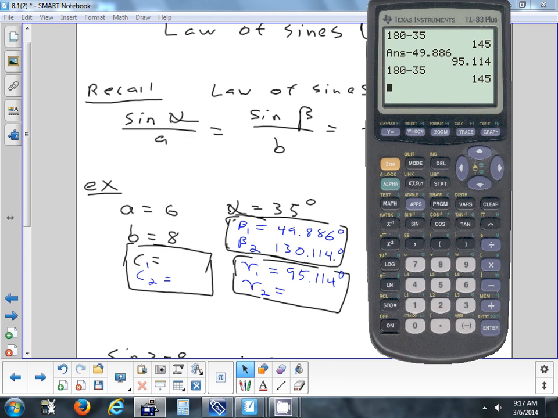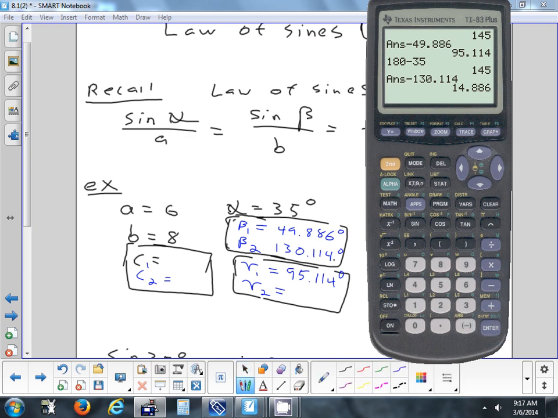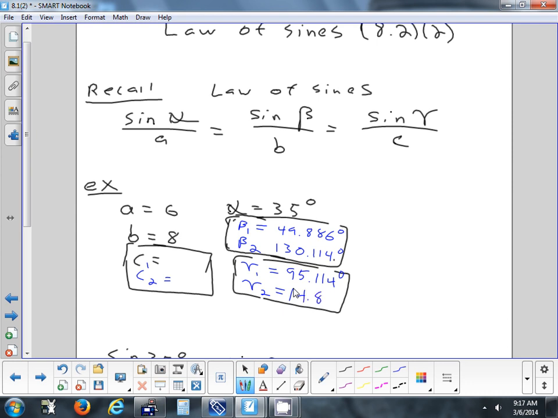Okay. So now subtract 130.114. And the other answer is 14.886. Any question on how we got gamma 1 and gamma 2? All right, now we got to get C1 and C2. What row are we going to use to find both C1 and C2? Yeah, alpha. The row with A and alpha. So that's going to be used in both. So let's set that up.